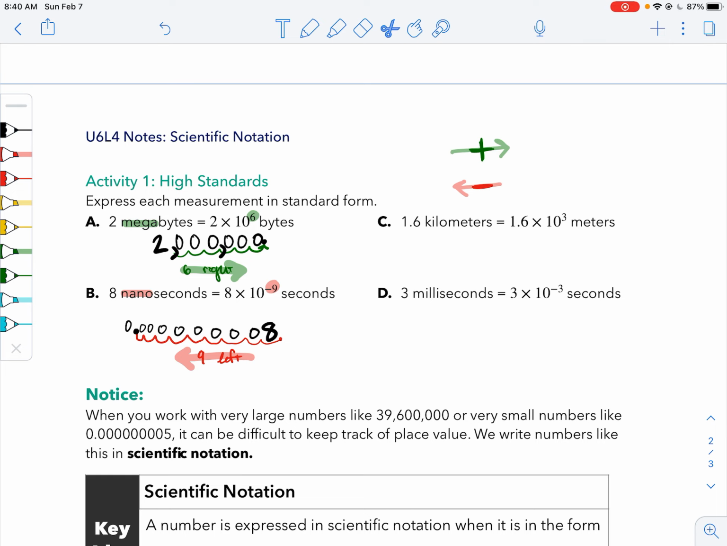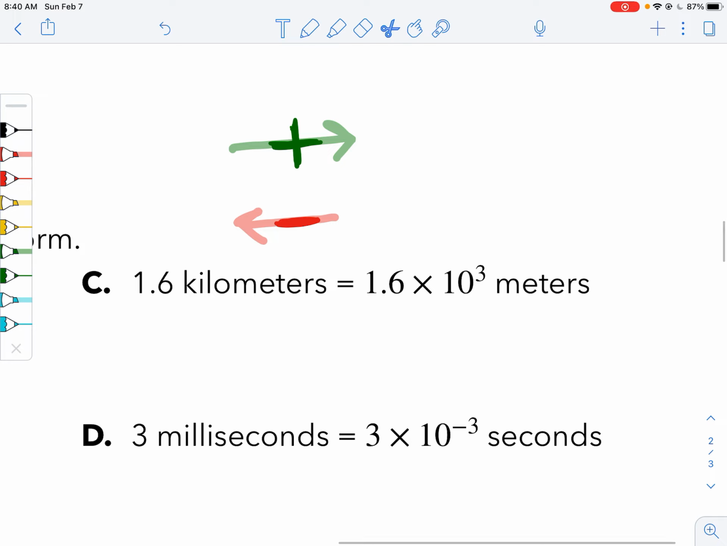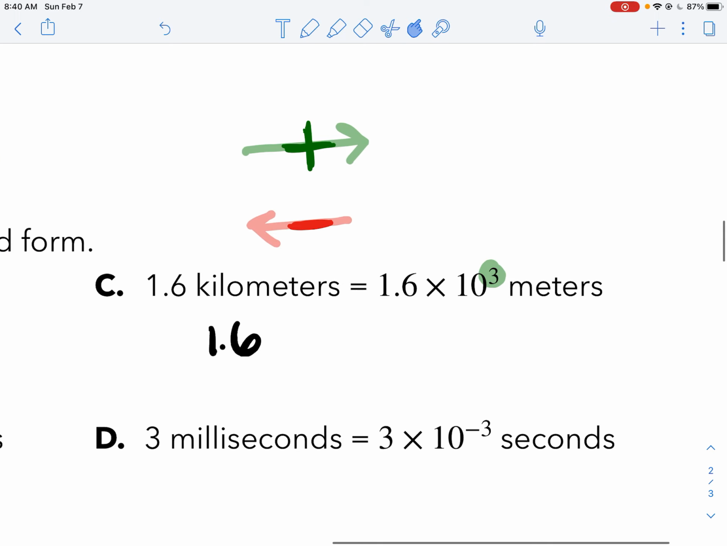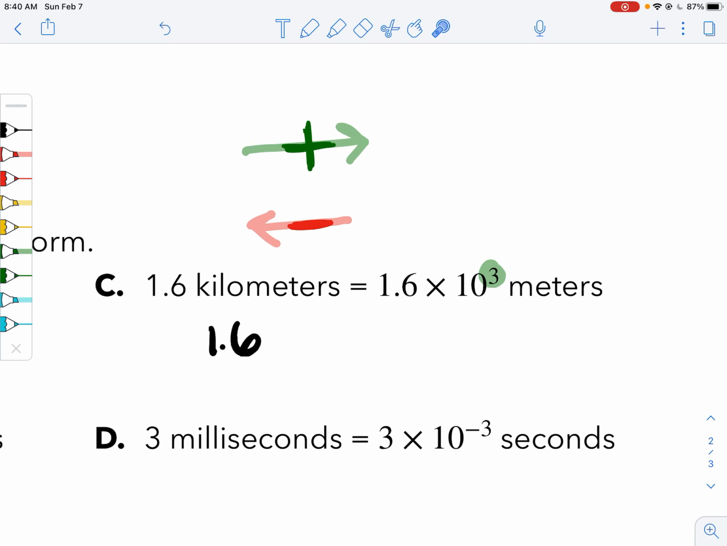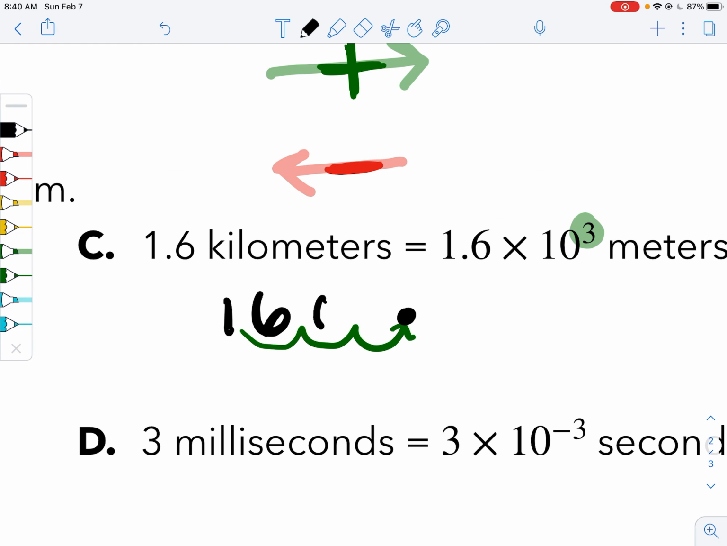Use your shortcuts to help you with C and D. With C, we see that this is a positive 3. So we're going to take our 1.6 kilometers. And we're going to move our decimal point 3 places to the right. So here we go. 1, 2, 3. Our new decimal point is right here. And we're going to fill in with zeros.